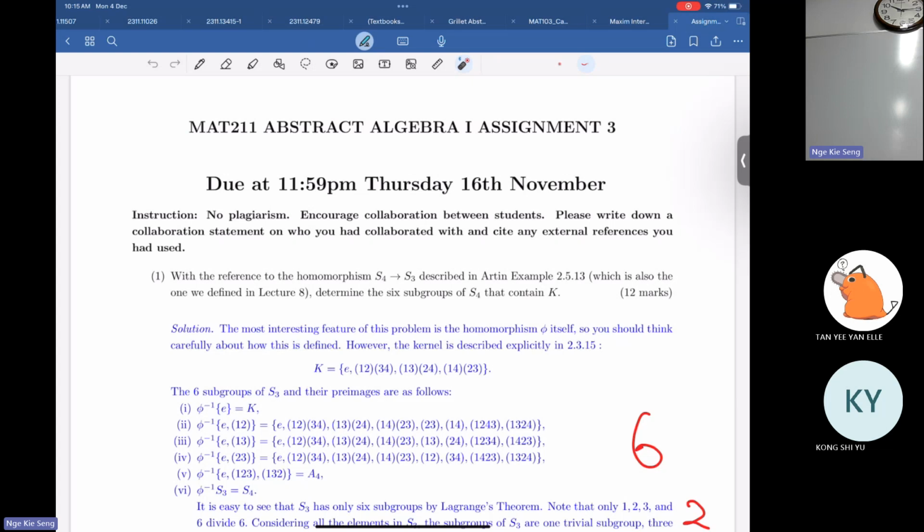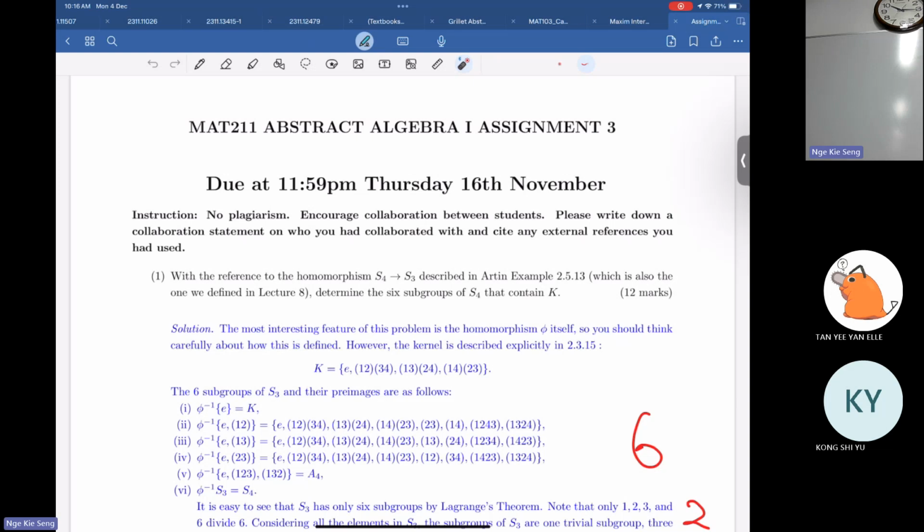So how many order 2, order 3 groups? There's only 6 elements for you to play around. Okay, so order 2 subgroups you have 3, order 3 subgroup you have 1. 1 plus 3 plus 1 plus 1 is 6. Okay, then the correspondence theorem tells you that there's a bijection between the subgroups containing K and the image subgroups. So this gives you exactly the 6 subgroups that contain K.